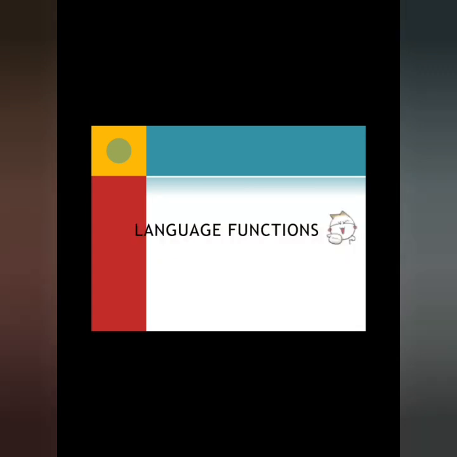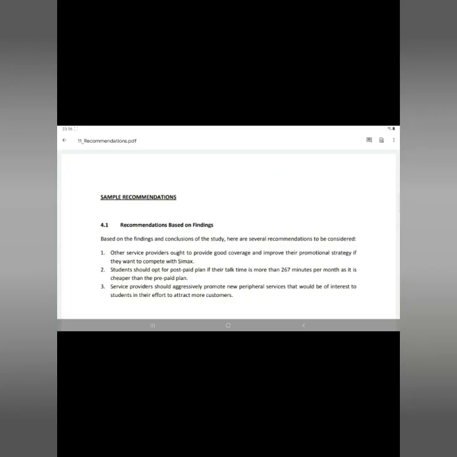Okay, this is how you can write your recommendation. There are two types of recommendation which you have to write. Before we talk about the language function, let's look at the sample. Now from the sample, as you can see here, as I said earlier, there are two types of recommendation. This is the first one you have to write, recommendation based on findings. And the next one is recommendation for future research.